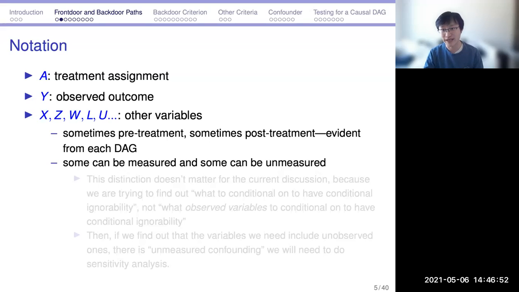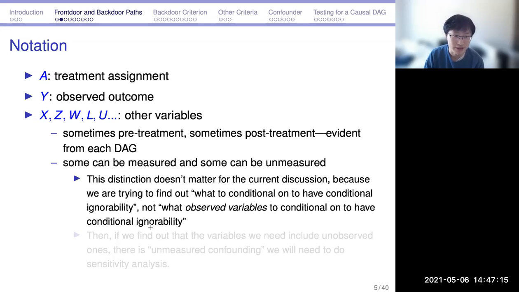It doesn't matter whether some of them are measured or unmeasured, because all we're talking about is conditional independence. If the variables are unmeasured, then too bad. Even though we know the conditional independence, we can't use it. But so far, it doesn't matter for the purpose of our discussion. So this is what I'm trying to say.